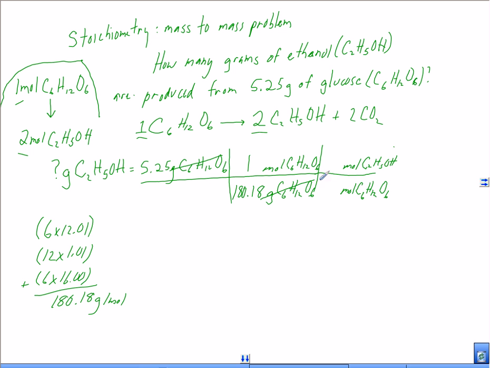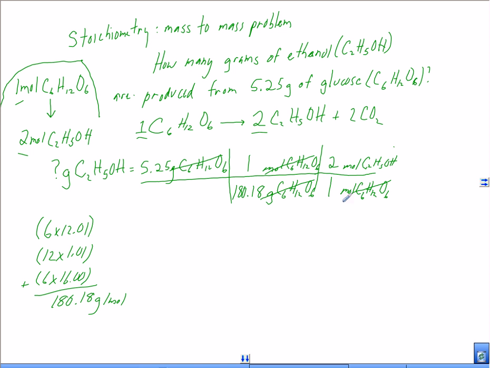So what numbers am I going to put here and here? Well, what do you see next to glucose up here in the equation? I see a 1, so I'm going to put 1 next to glucose. What do you see next to ethanol in the equation? I see a 2, so I'm going to put 2 right there.